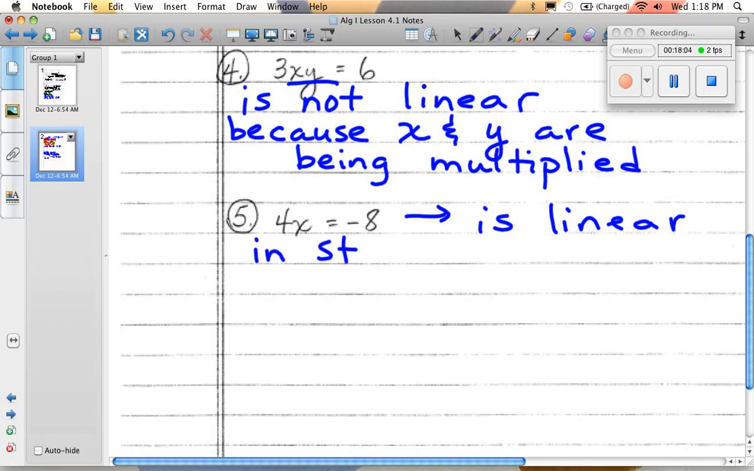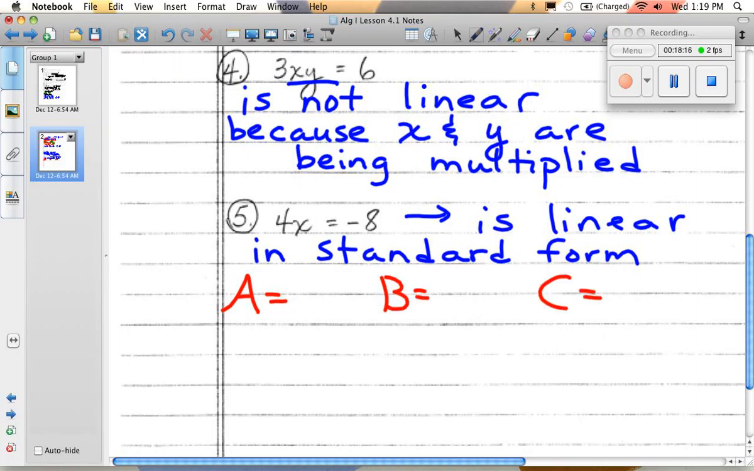It's in standard form already. The constant's by itself. The x's are over on the other side. And so if it's in standard form, we're ready to identify A, B, and C. A is 4. B is 0. If you took 0 times the y, then the y's would be gone, wouldn't they? So that's why there aren't any y's, because B is 0. And what's C? -8.